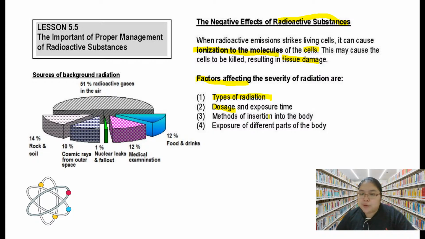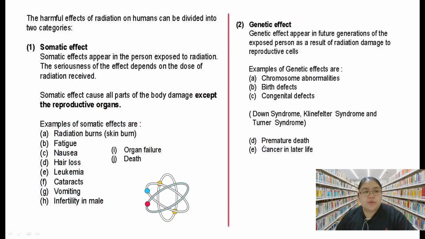Example, you go for an operation. All these things are different. Now the fourth is the exposure of different parts of the body. Different parts of the body can also get different quantities of radiation. So these are the 4 factors affecting the severity of the radiation. Okay, now we go to the next one, the harmful effects.